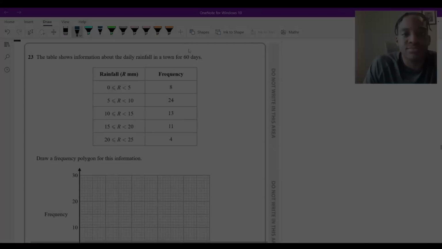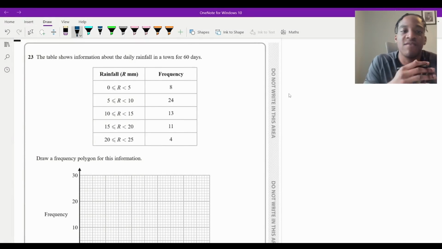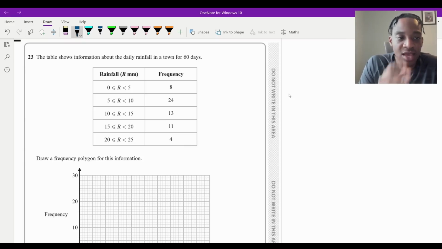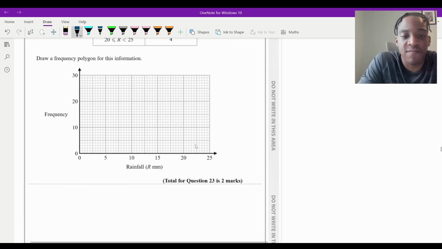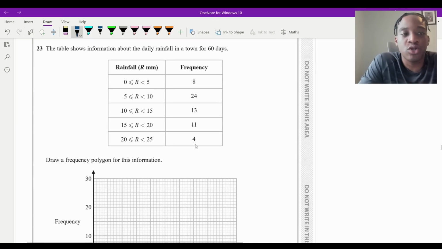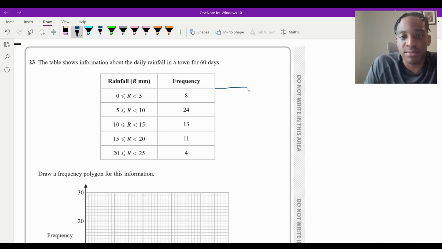Okay, so question 23 says the table shows information about the daily rainfall in a town for 60 days. We've got the column for the rain in millimeters and the frequency on the right. It says we need to draw a frequency polygon for this information, and it's 2 marks. For this one, this is very, very easy. Whenever you're trying to draw a frequency polygon, you're essentially just plotting the midpoint of these class intervals with the frequencies, and you're basically going to treat them as x and y's. So I'm going to draw another column like this.